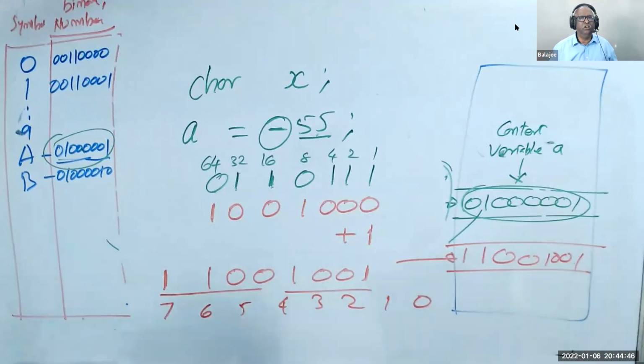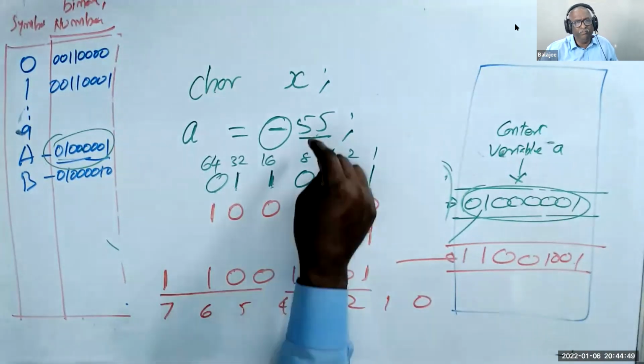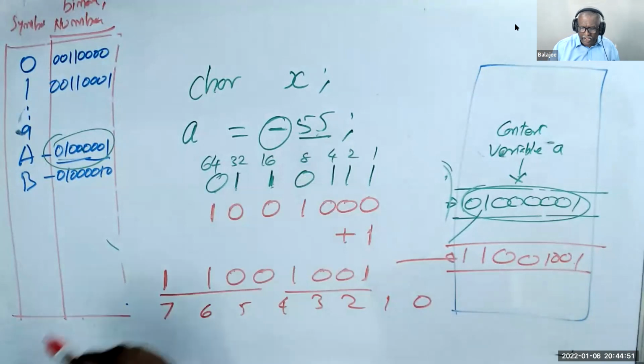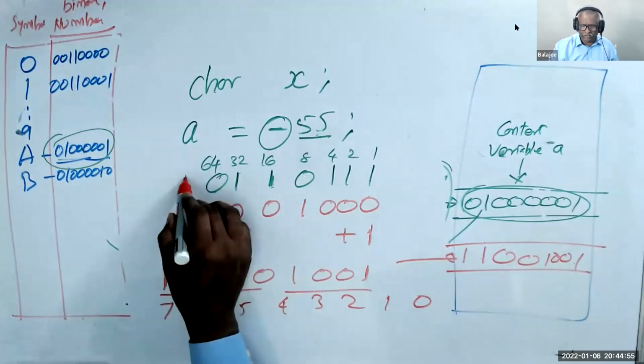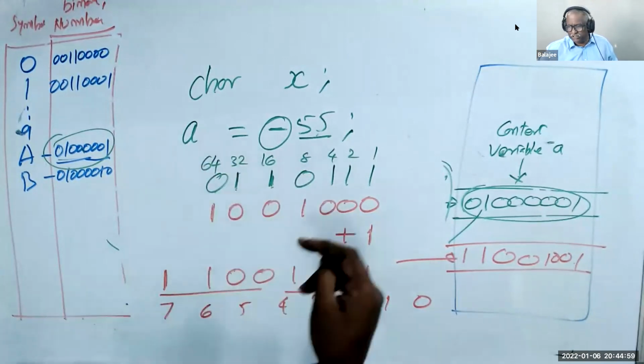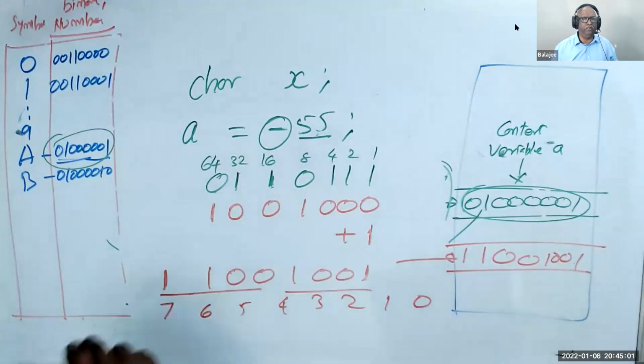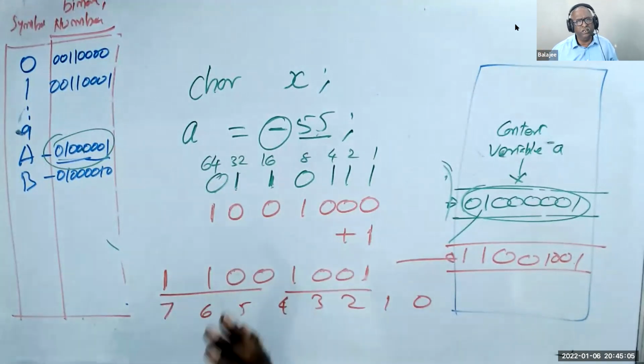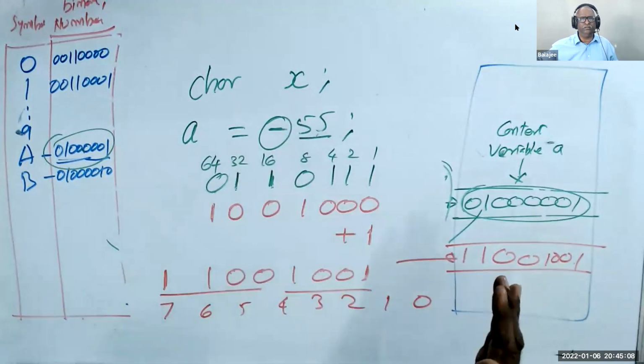Most people think the 55 will be converted to binary and we add a sign bit. We don't do that. That's not the way it works. It takes a bigger process. It converts into 2's complement, then puts 1. This is the way C stores any negative number.